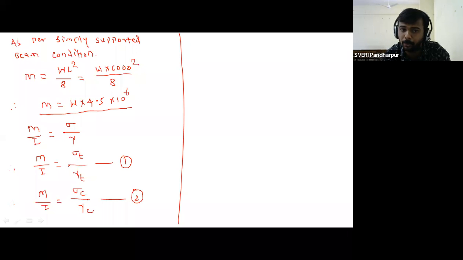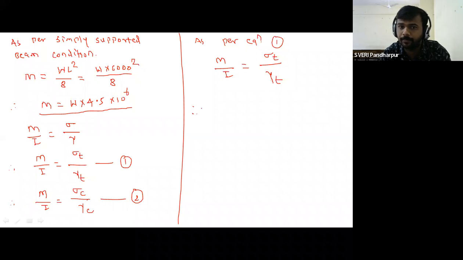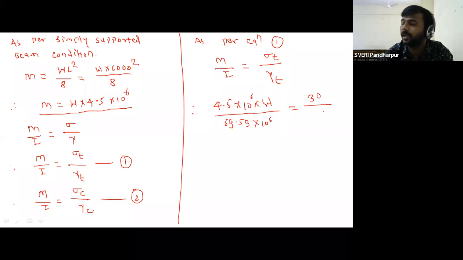If I have to calculate the value of W, as per equation 1, M upon I is equal to sigma T upon YT. What is the value of M? 4.5 into 10 raised to 6 into W. What is the value of I? 69.59 into 10 raised to 6. What is the value of sigma T? Sigma T is 30 Newton per mm square. And what is the value of YT? 77.85.